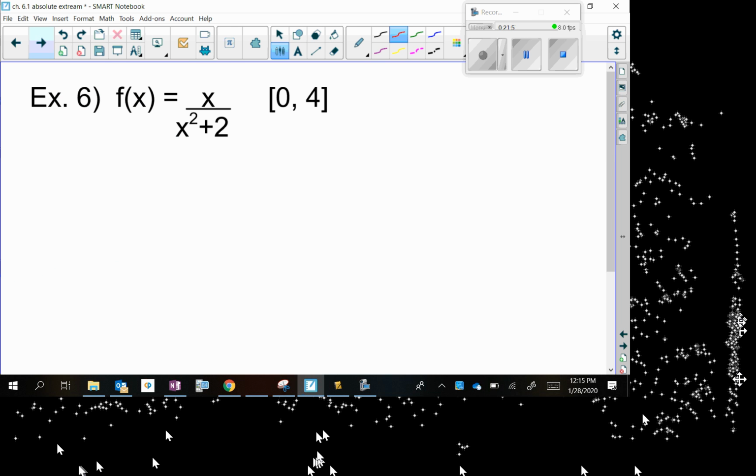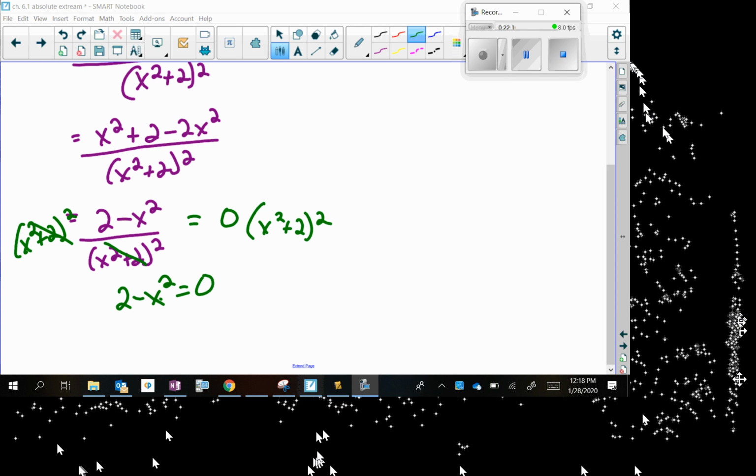All right. Okay, this next one, I want you guys to take the derivative and we'll work out the critical numbers or the absolute maximums after you find the critical numbers. Okay? All right, so if you took the derivative and solved, did everybody get down to this for the derivative? So 2 minus x squared over x squared plus 2 squared.